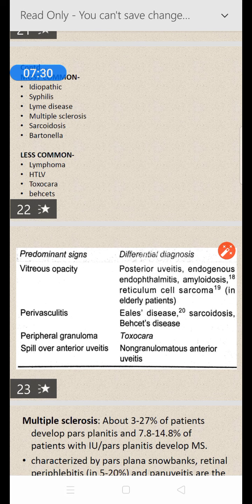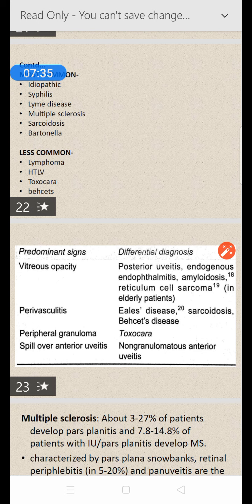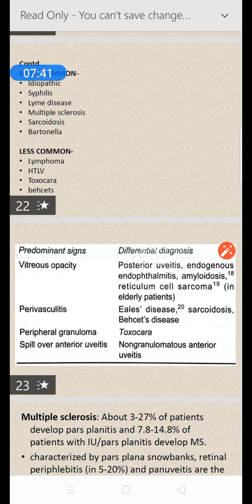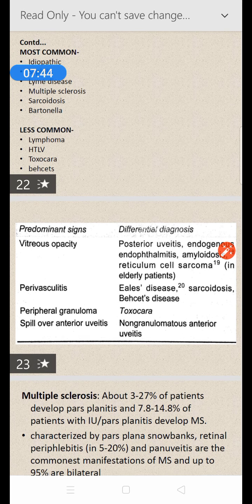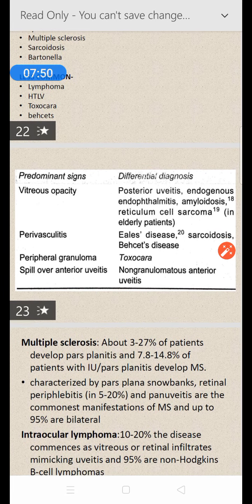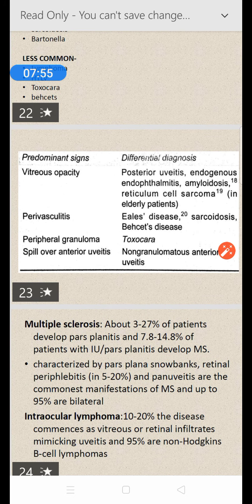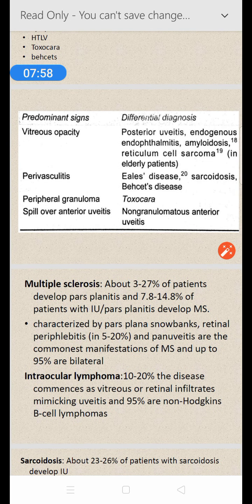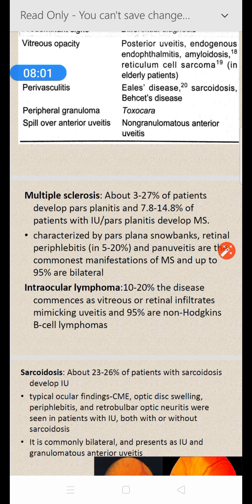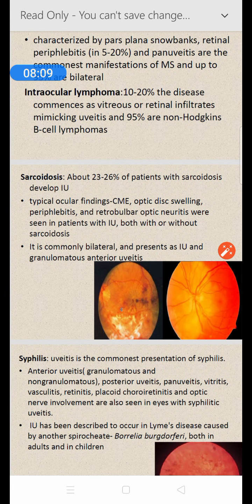For example, if you have a vitreous opacity, the differential diagnoses that come to mind would be posterior uveitis, endogenous endophthalmitis, amyloidosis, reticulum cell sarcoma. If you see perivasculitis, most commonly it could be Eales disease, sarcoidosis, or Behcet's. Peripheral granuloma usually could be toxocara, and with spillover anterior uveitis, most commonly you go for non-granulomatous anterior uveitis. So these are the most common systemic associations of intermediate uveitis: multiple sclerosis, intraocular lymphoma, sarcoidosis, syphilis.